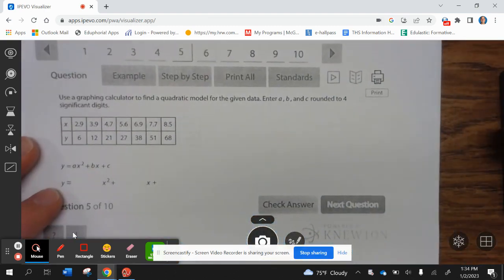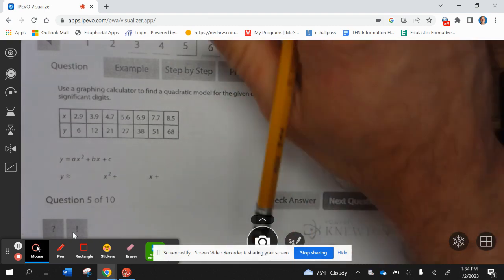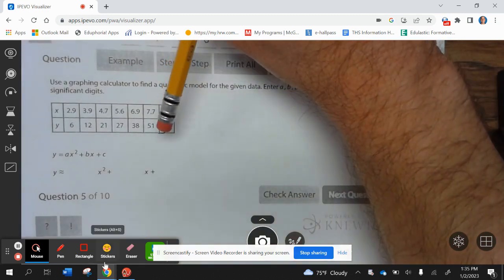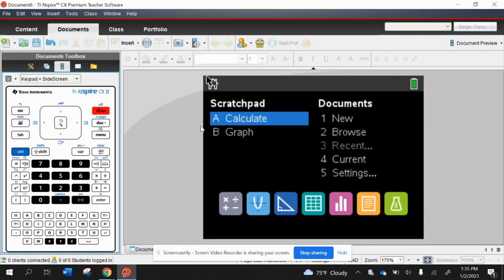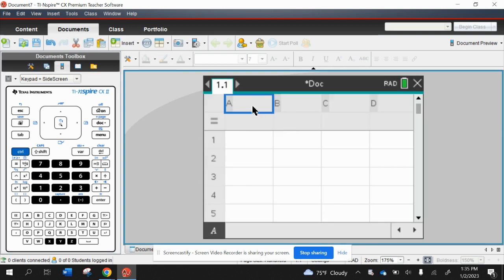Use a graphing calculator to find a quadratic model for the given data. Enter a, b, and c, rounded to 4 significant digits. Okay, so let's go ahead and use a calculator. We're going to go to On, New Document, No. We're going to go to Add Lists and Spreadsheet, X, Y, and let's fill in the table.